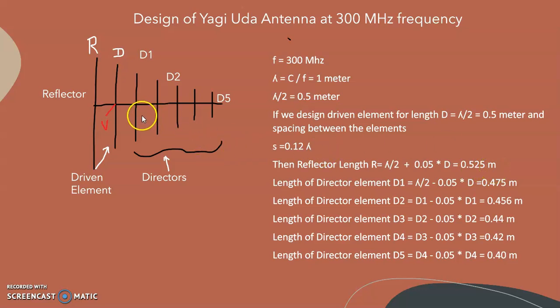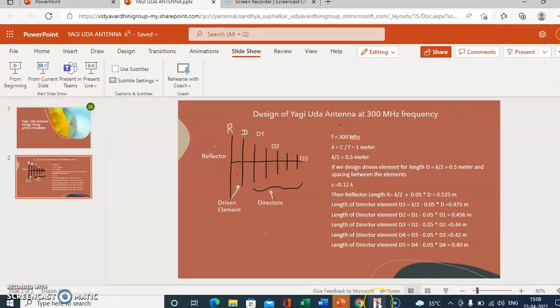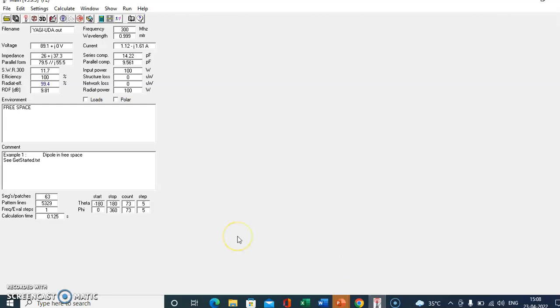Similarly, the first director element, D1, has a length 5% shorter than the driven element. So we calculated its length as lambda by 2 minus 5% of the length of the driven element, so it is 0.475. The length of the D2 element is 5% less than that of the D1 element. Accordingly, go on calculating the lengths. So here we calculated the lengths of all 7 elements, as well as the spacing between these elements.